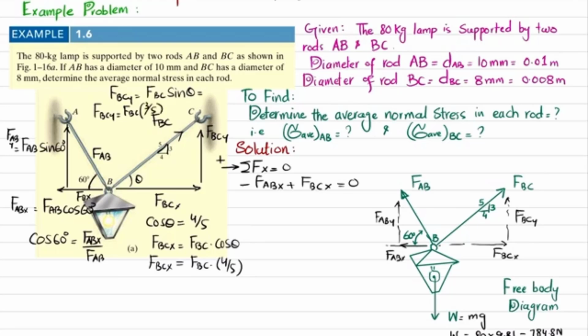Now you can just plug it in. So FAB is this one. I can write minus FAB cos 60 degrees plus FBCx, so this is plus FBC into 4 over 5, is equal to 0. Let me name this equation number 1.